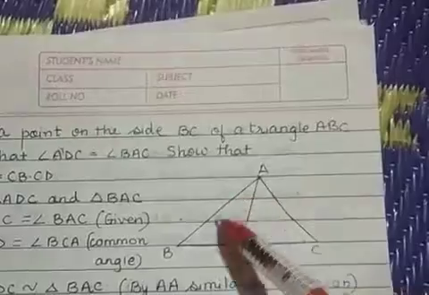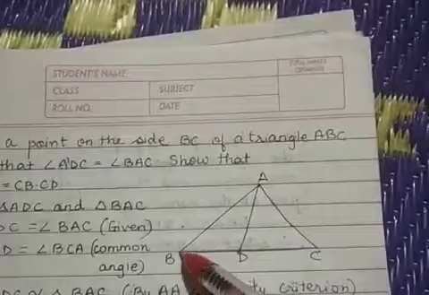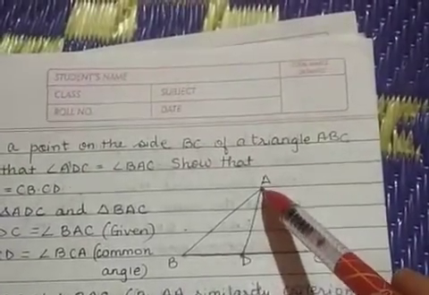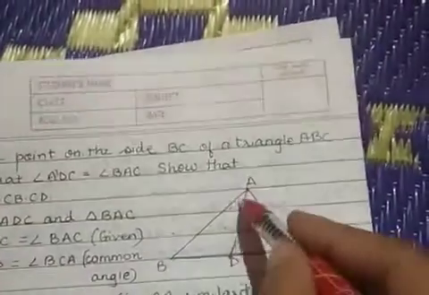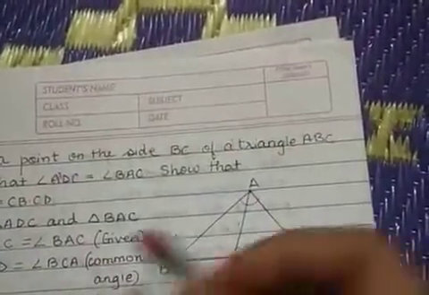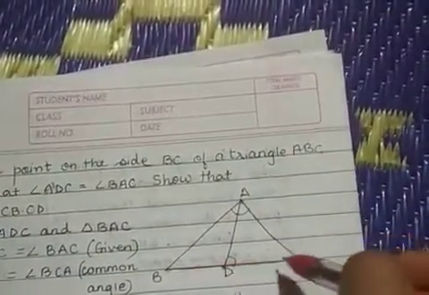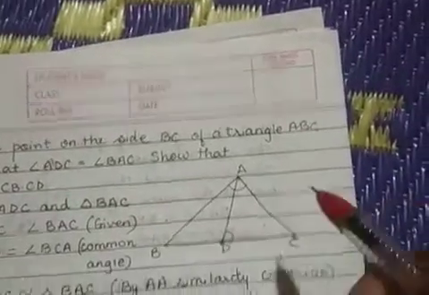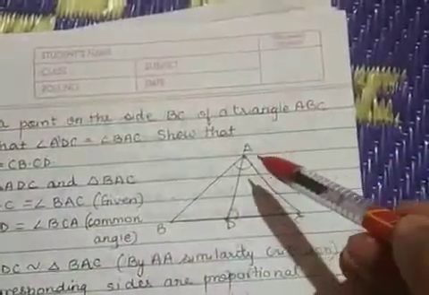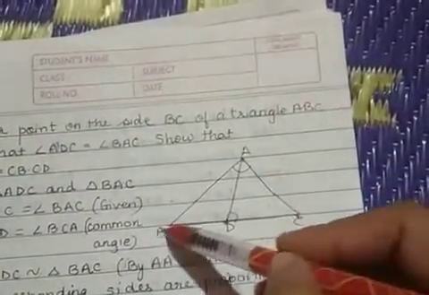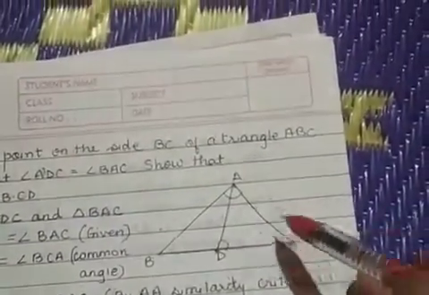So you have a triangle ABC, okay, and D is a point on the side BC such that angle ADC is equal to angle BAC. So this angle is equal to this angle. Now I have to show that CA square is equal to CB multiplied by CD. So let us take the triangles having these two angles because that condition is given to you. So in triangle ADC and triangle BAC, which are the two triangles which will be equal?